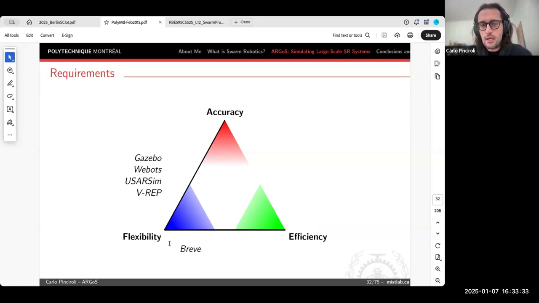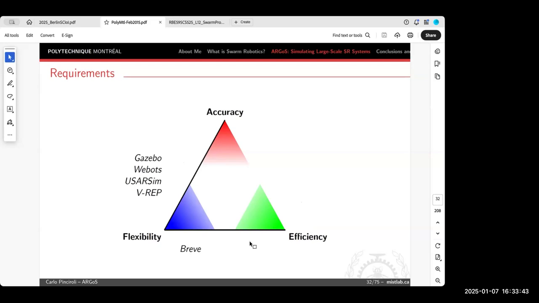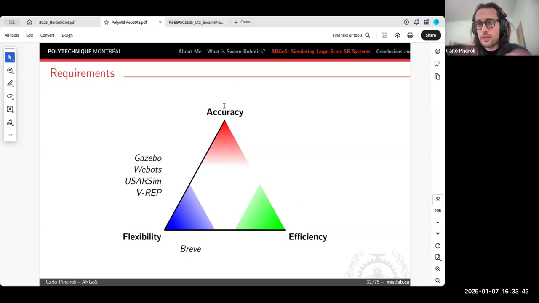Then you have another axis, which is not very studied, which is the axis of flexibility and efficiency. The idea basically is to have little simulators that are specific to certain use cases. One of them is Breve, and it's a really nice simulator. But it's not very accurate. In that case, your little agents are like little animals that do nothing special. They're just little circles that can sniff the environment and do very little things.